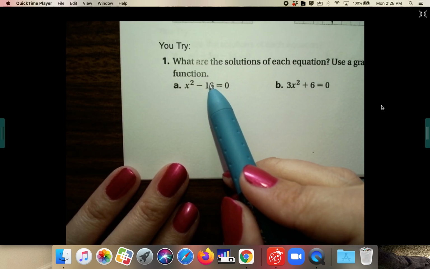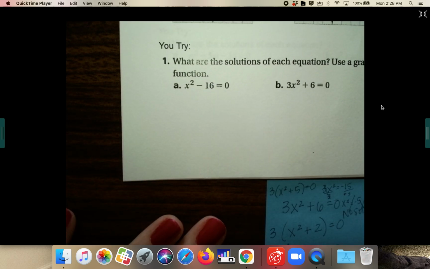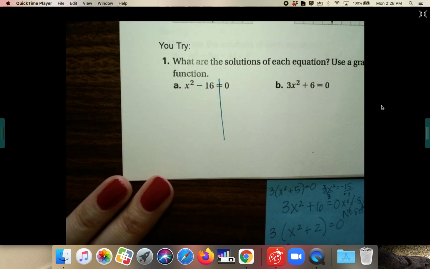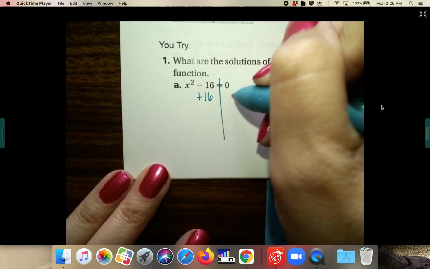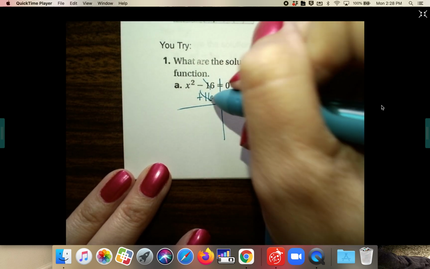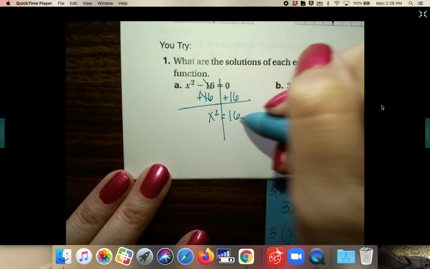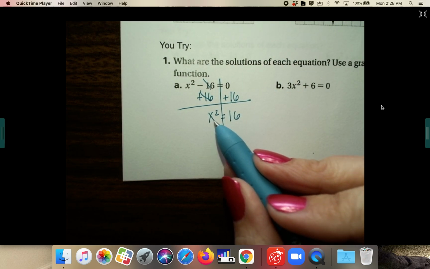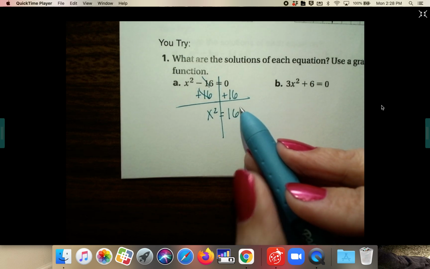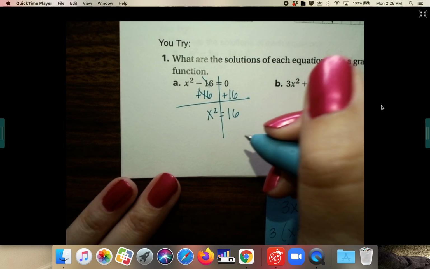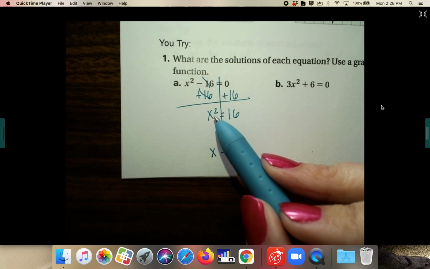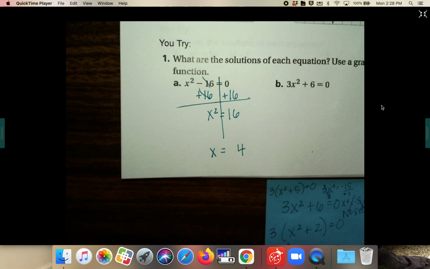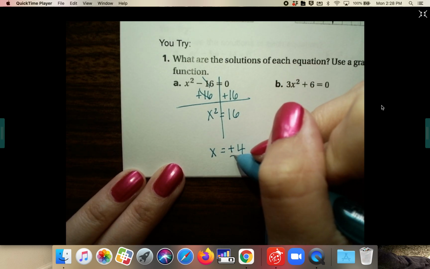Okay, so let's try a few of these. Especially if you're good at your square roots, this may come a little quicker to you. You may understand how to do this faster, but that's okay because we can always work all of these out. So we would add 16 to both sides. X squared equals 16. I hope you guys know what the square root of 16 is. If you would square root both sides, what number times itself is 16? 4. What about negative 4 times negative 4? Negative times negative is also positive 16. So it could be plus or minus 4.